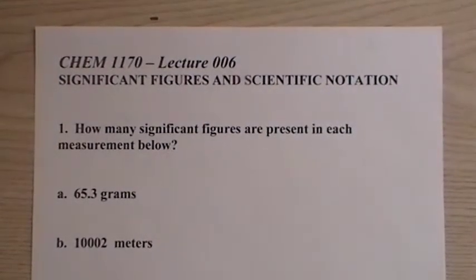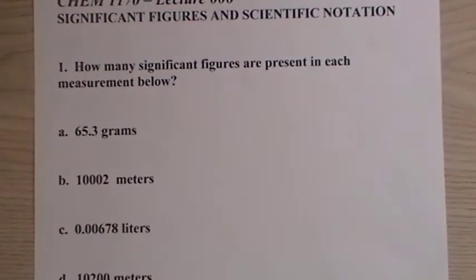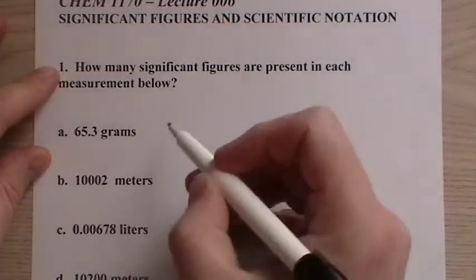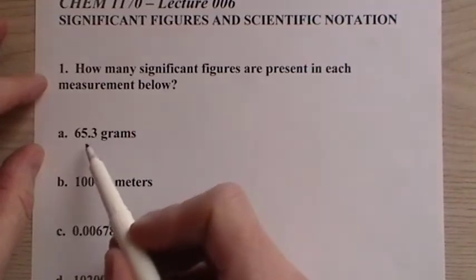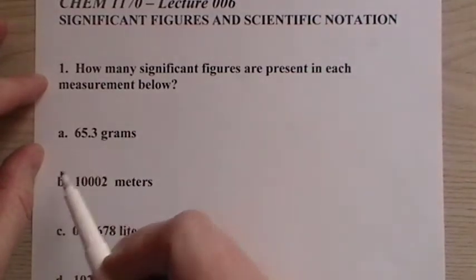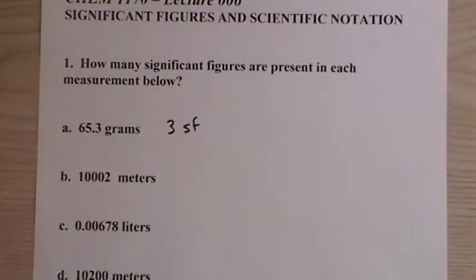Lecture 6, Significant Figures and Scientific Notation. How many significant figures are present in each measurement below? Well, by the rules from your textbook, any non-zero digit is significant. So 6, 5, and 3, none of them are zeros, so there must be 3 significant figures.